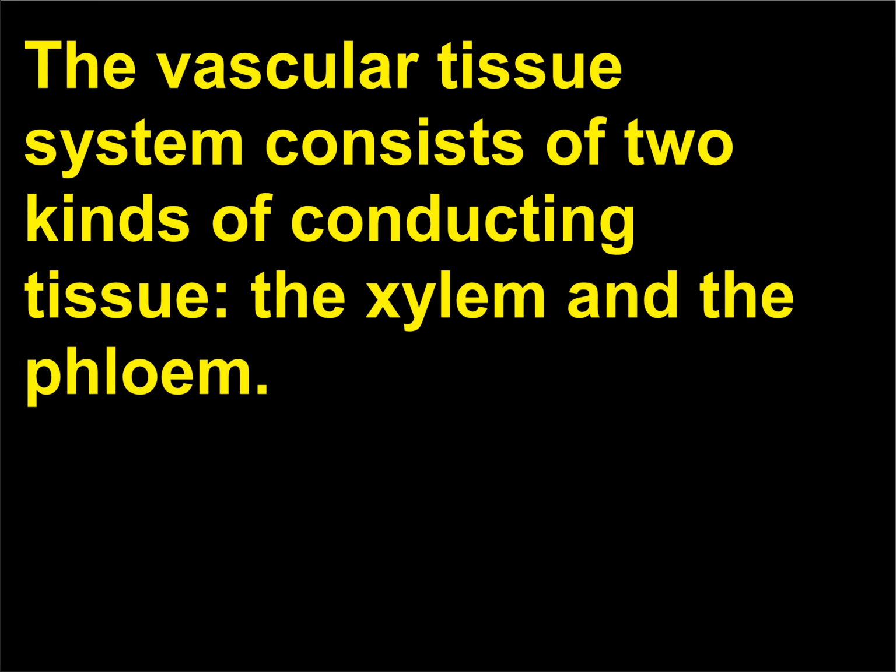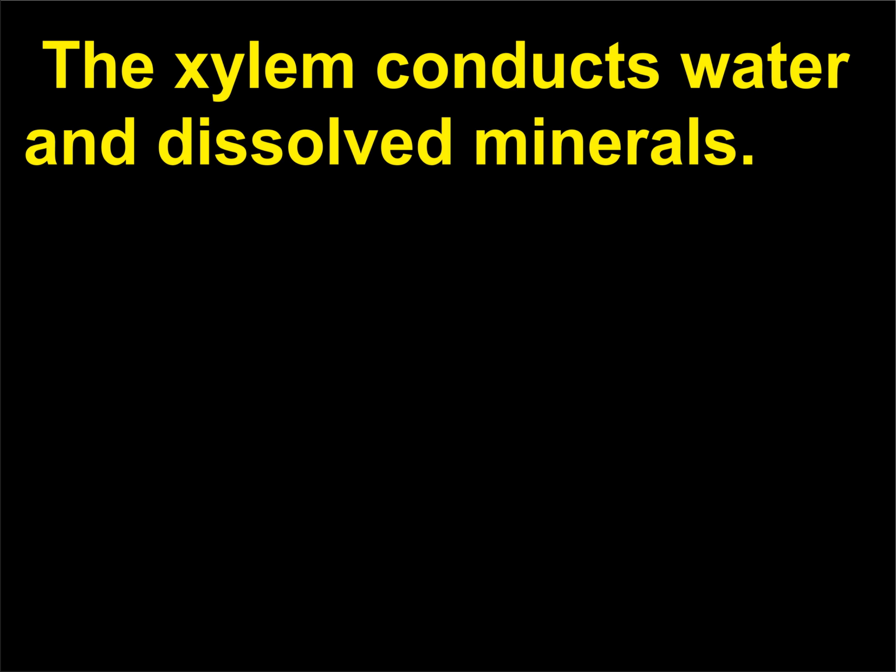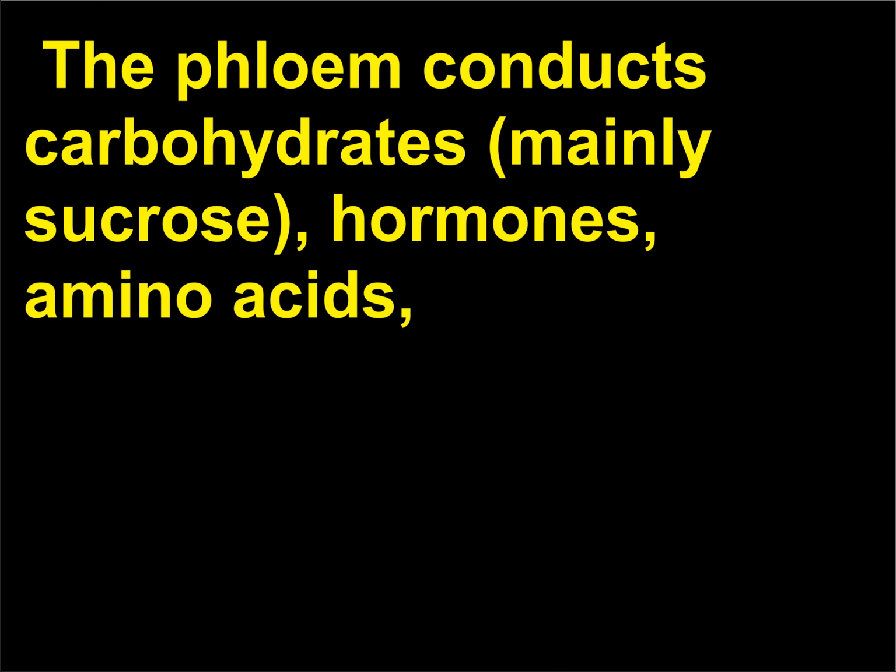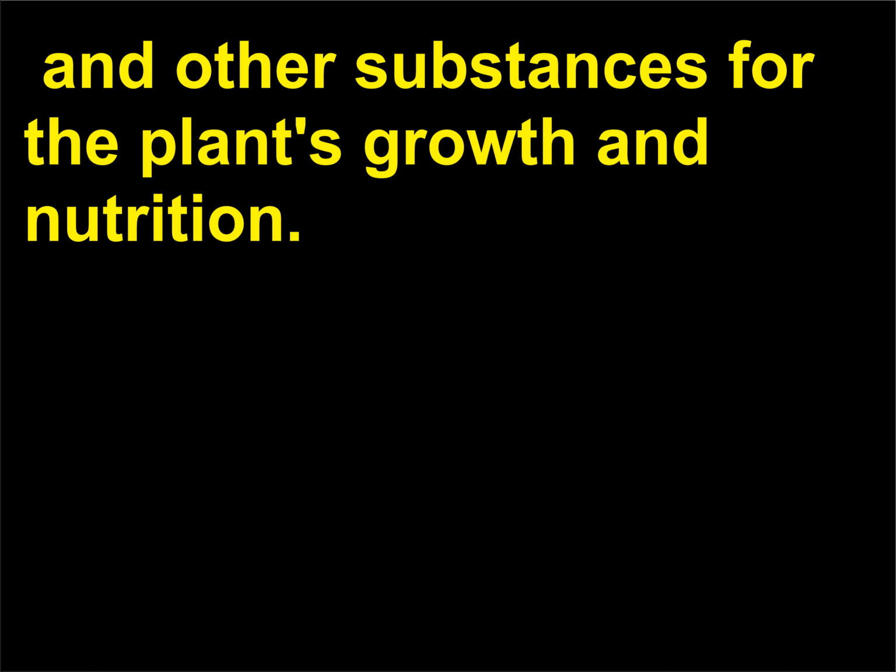The vascular tissue system consists of two kinds of conducting tissue, the xylem and the phloem. The xylem conducts water and dissolved minerals. The phloem conducts carbohydrates, mainly sucrose, hormones, amino acids, and other substances for the plant's growth and nutrition.